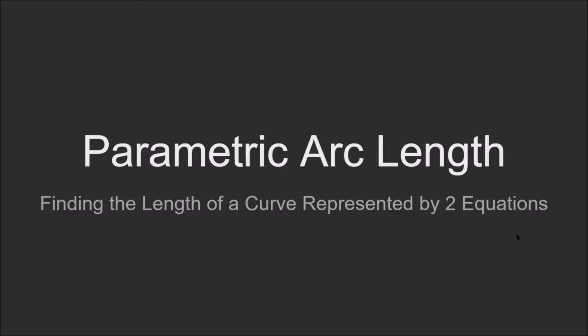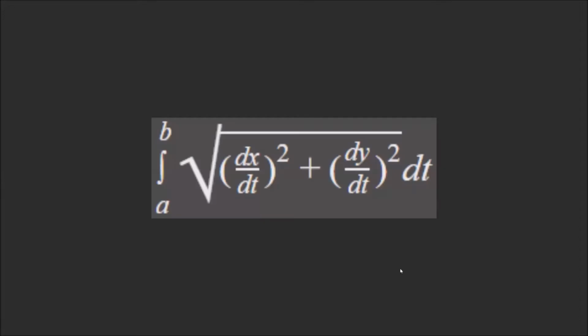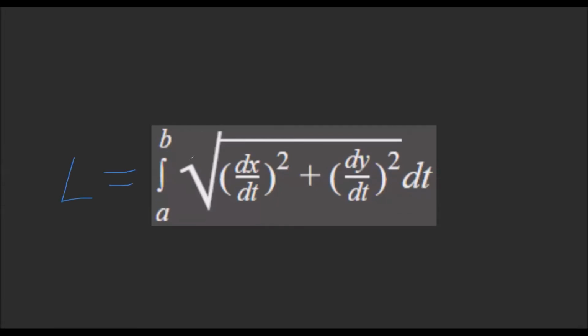The formula for finding the parametric arc length is pretty similar to the formula for finding the rectangular arc length. Let's say L equals the integral from a to b of the square root of (dx/dt) squared plus (dy/dt) squared, in terms of dt. In order for this equation to be true, you have to have a curve represented by two functions, we'll call them x and y, and the derivatives of both have to be continuous over the interval a to b.